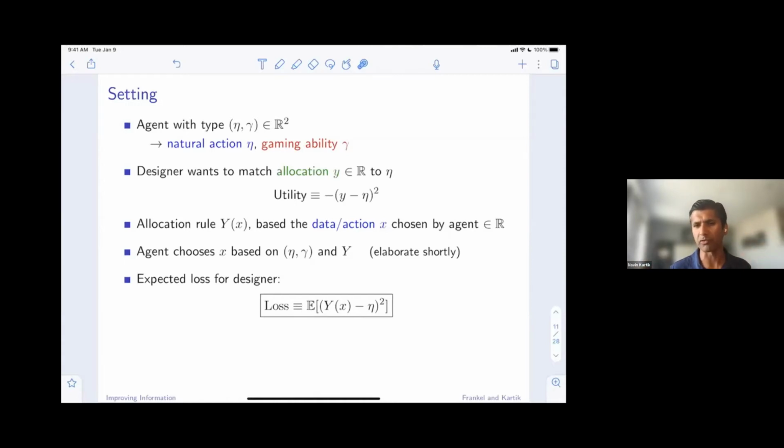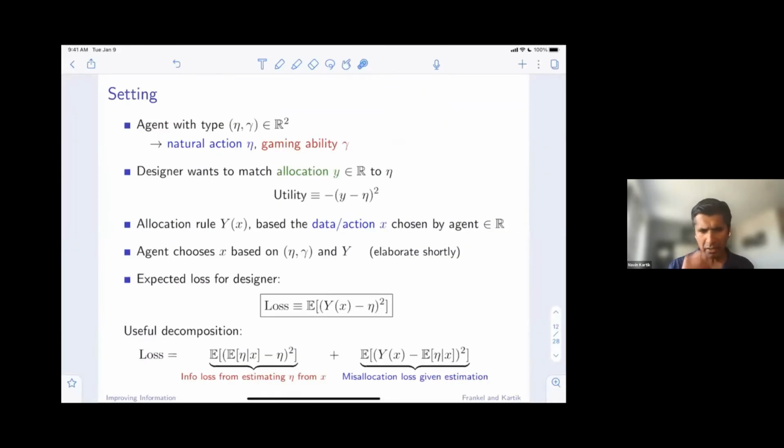Okay. And we're using y and x here because we're going to be making a connection with OLS. So it's useful to think about y as being the left-hand side and x as being the right-hand side. The agent is going to choose this data or action x based upon her type, her natural action and her gaming ability, eta and gamma, and the designer's allocation rule Y in a manner that I will elaborate on the next slide. Okay. And so the expected loss for the designer, or the welfare loss, is simply the ex ante expectation of the quadratic loss mismatch between the allocation and the agent's natural action.